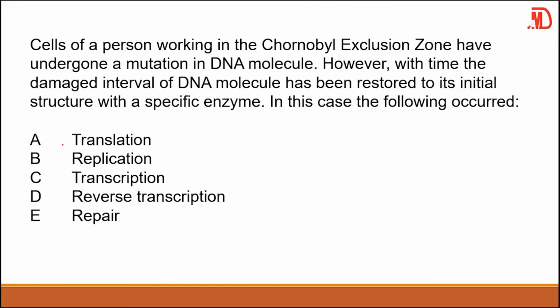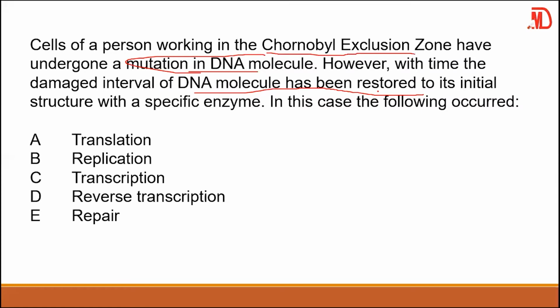Cells of a person working in the Chernobyl exclusion zone have undergone a mutation in the DNA molecule. However, with time, the damaged interval of the DNA molecule has been restored. So even though there was a mismatch or a problem in the DNA molecule, it has been restored. What process has taken place, or what enzyme played a role in this kind of restoration of the DNA molecule?